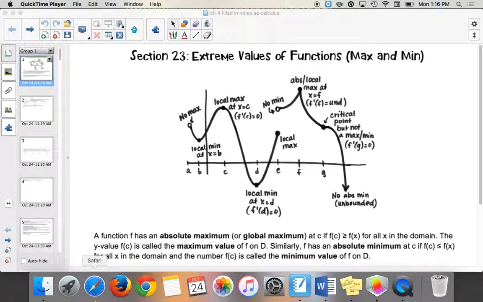23 is on extreme values of functions. So extreme values basically just means maximums and minimums. Okay, so I have drawn out a picture with everything you could ever expect with these types of questions.